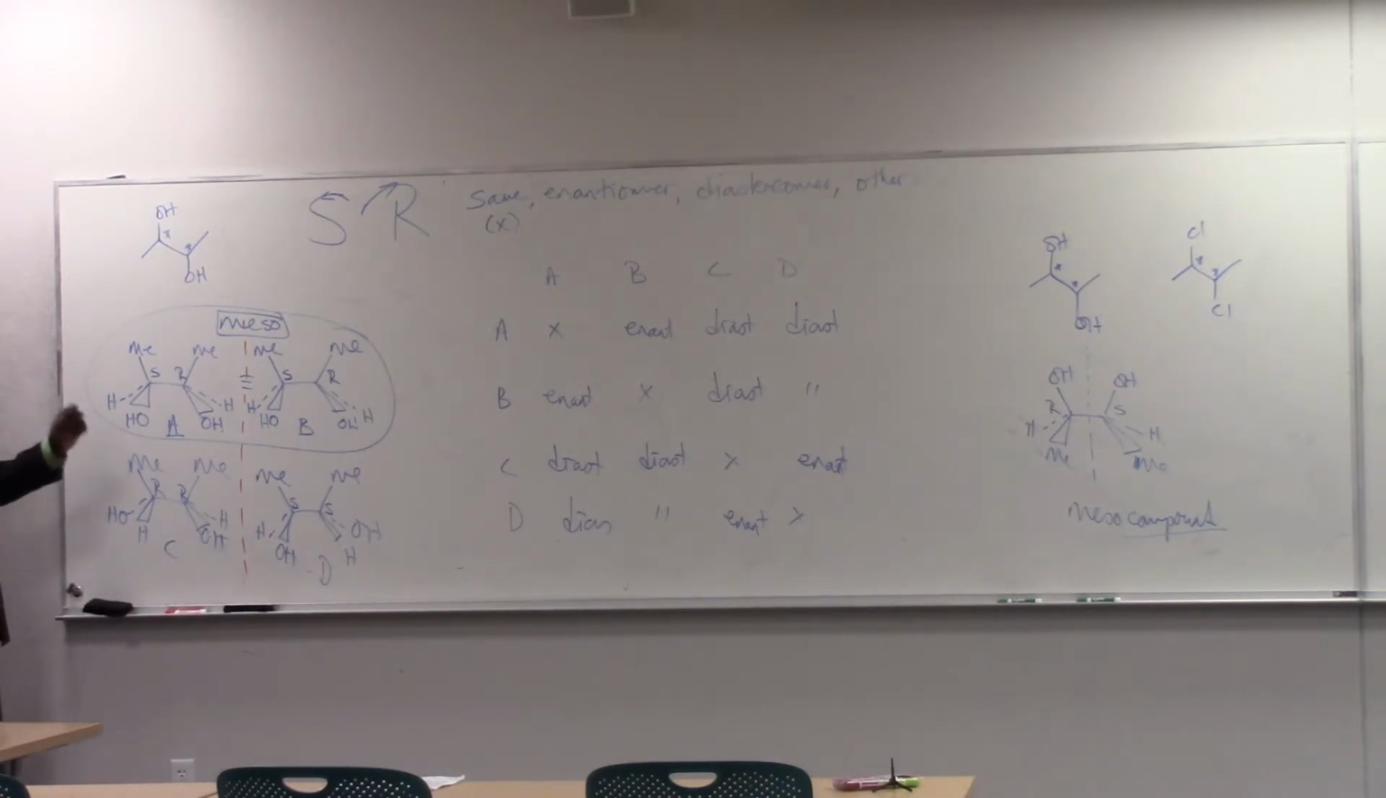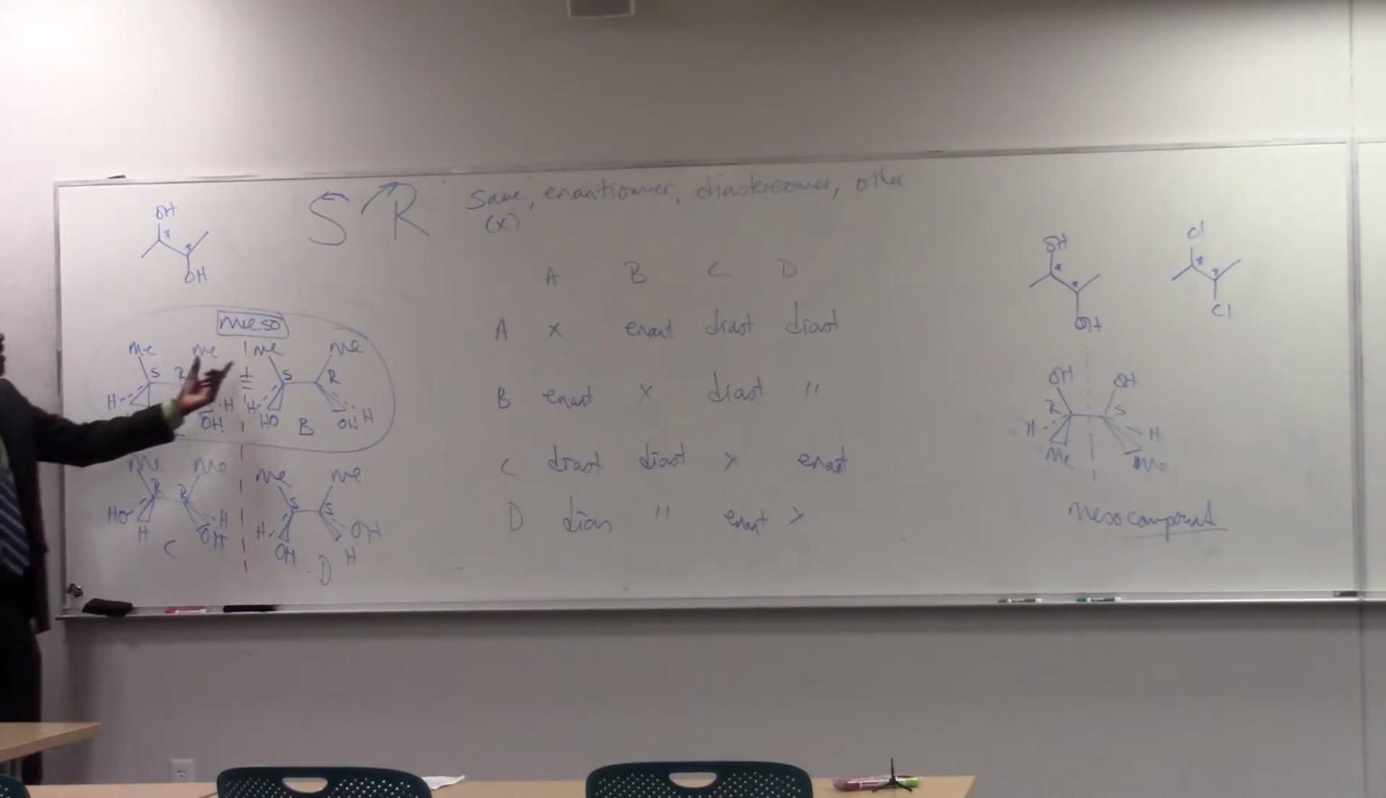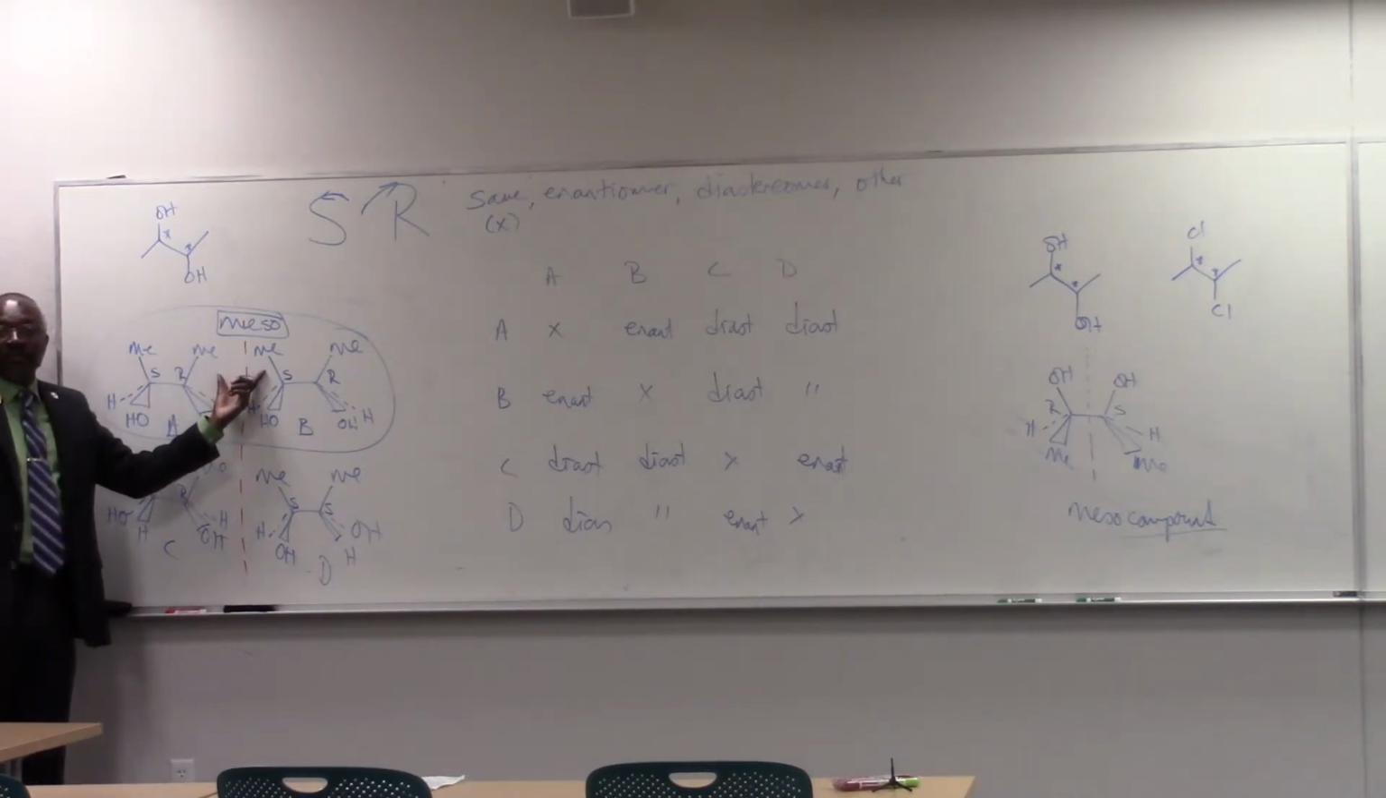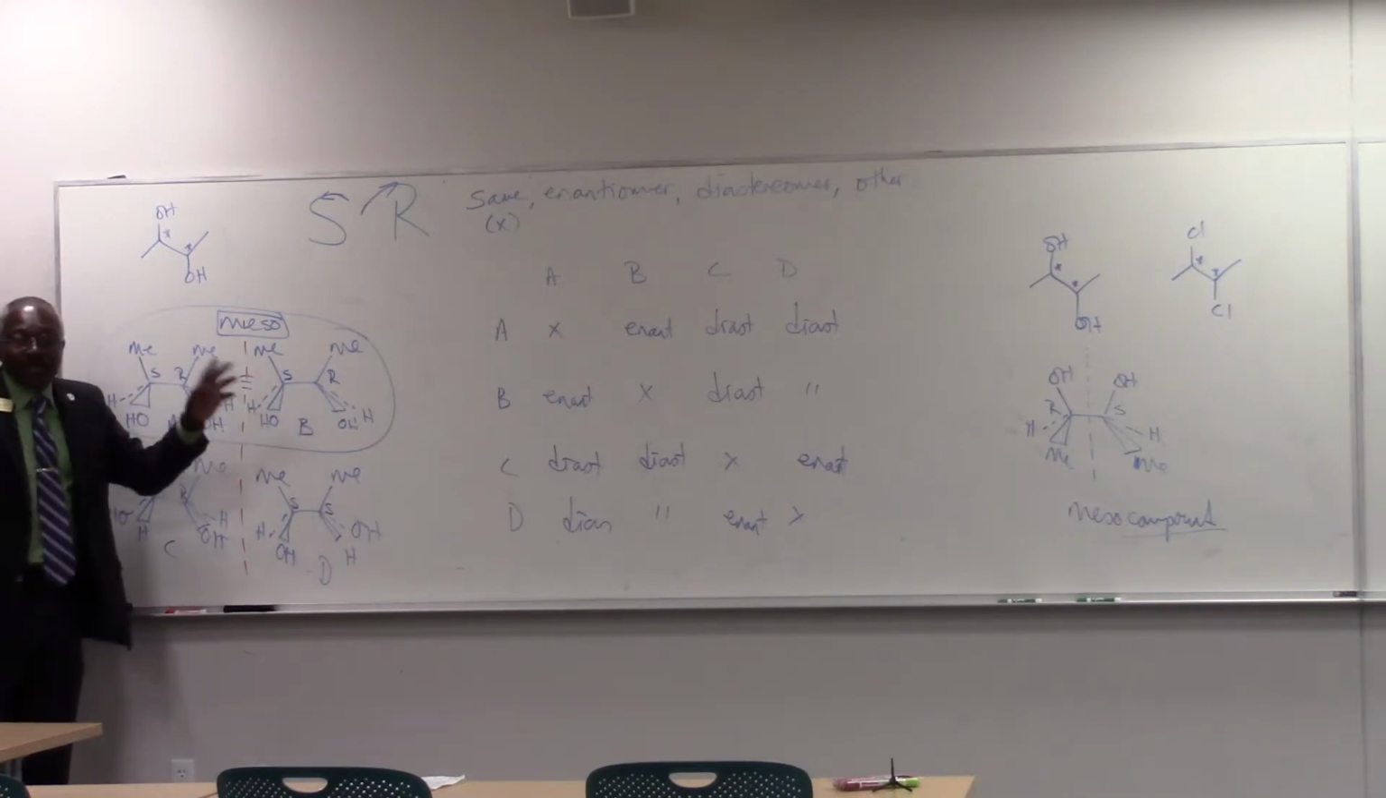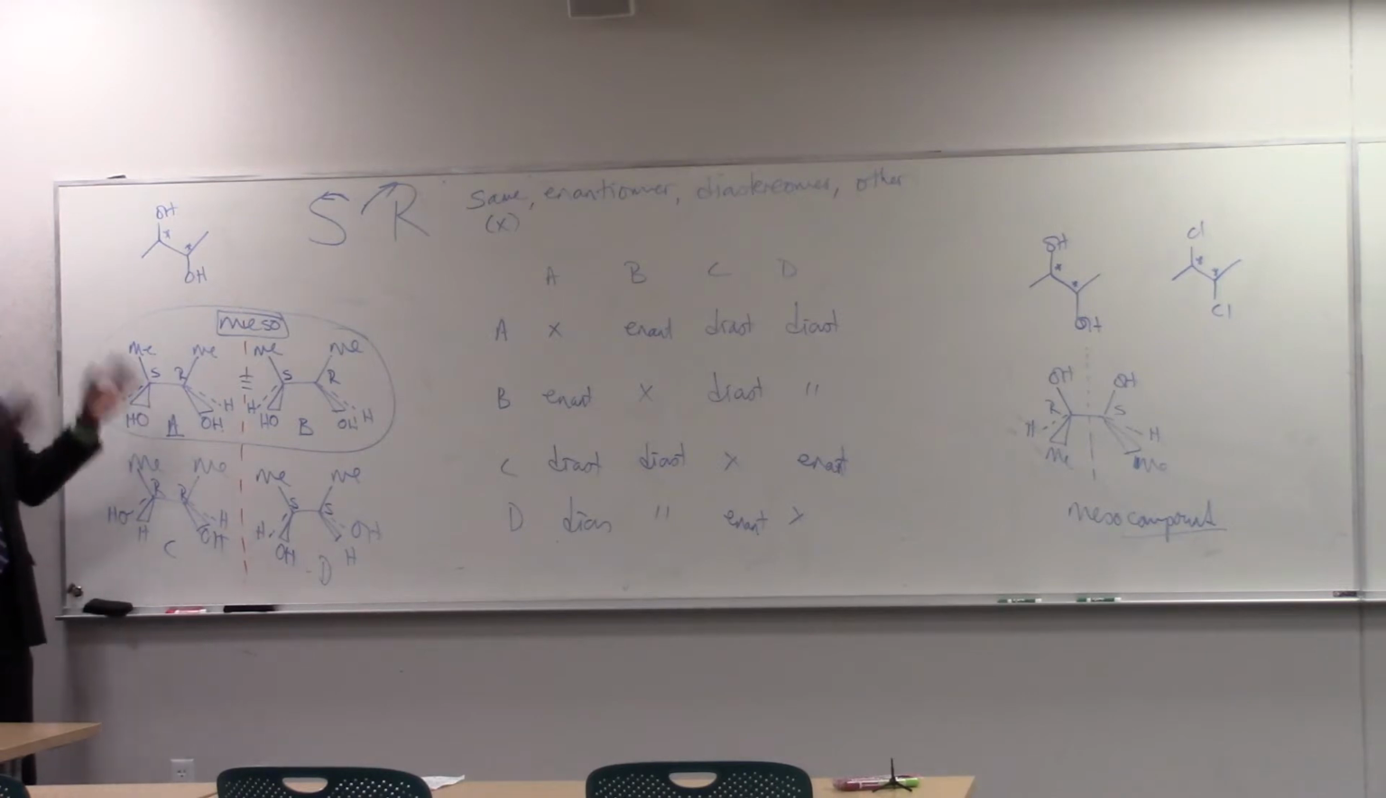So although I have two stereocenters, in this case I don't get 2 to the 2 stereoisomers. I only get 3. I don't get 4, I get 3. And that's because I make a meso compound. Okay? And what should have been 2 enantiomers doesn't end up that way. They end up being the same species because of that planar symmetry.